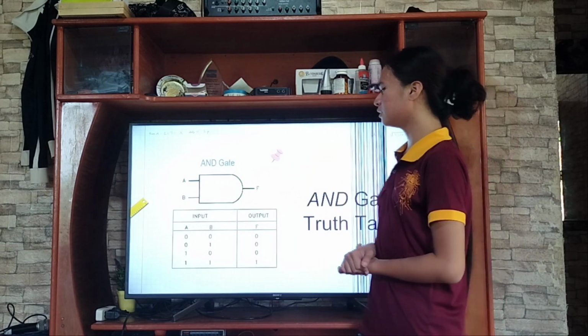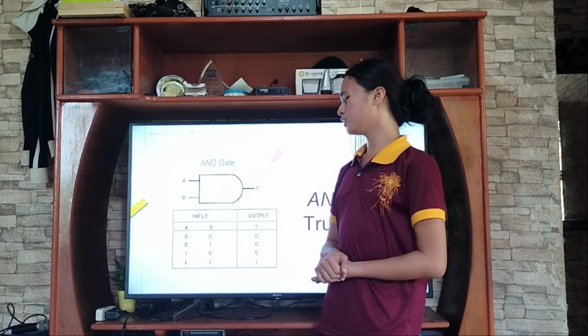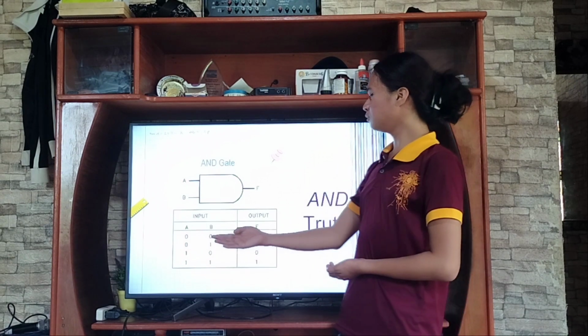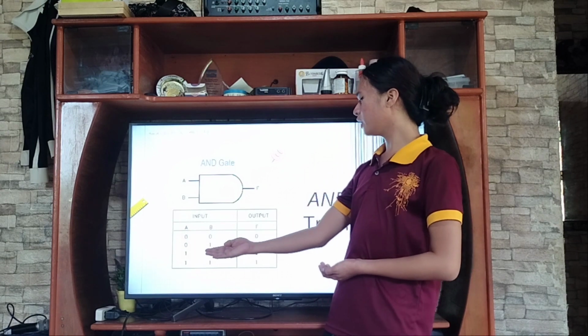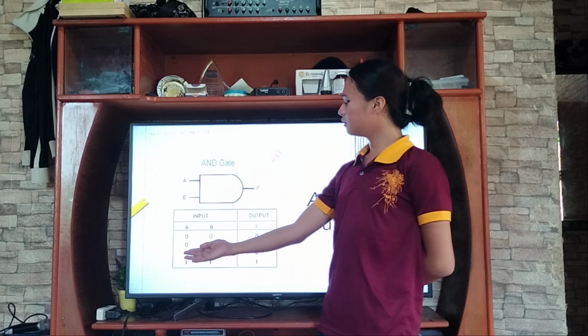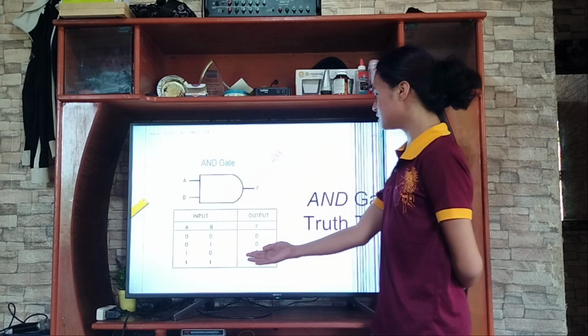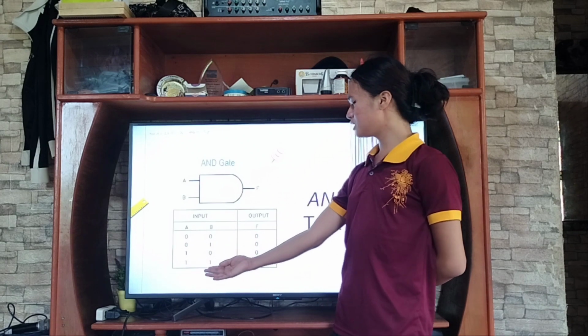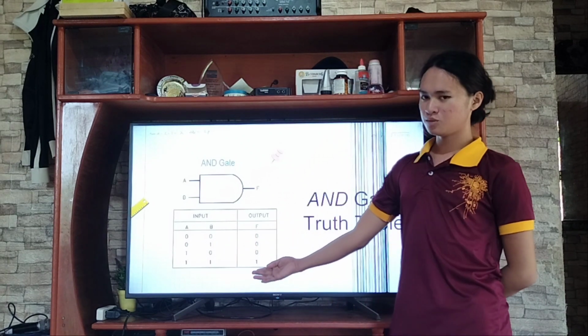For example, input A is 0 and input B is 0, the output is 0. If the input A is 0 and B is 1, the output is 0. If input A is 1 and B is 0, the output is 0. If input A is 1 and the input B is 1, the output is 1 also.